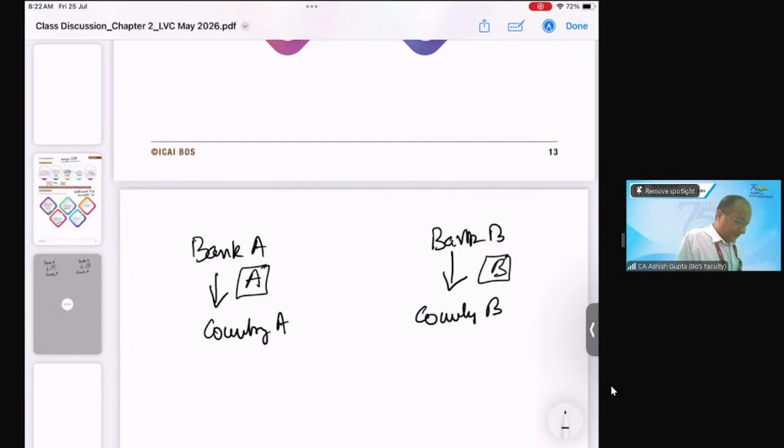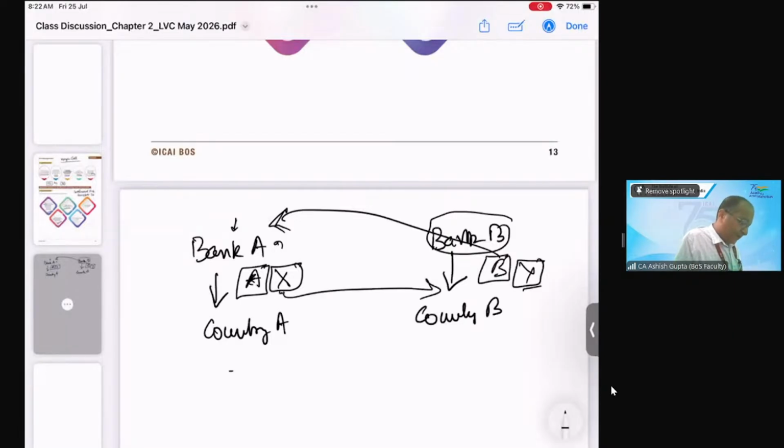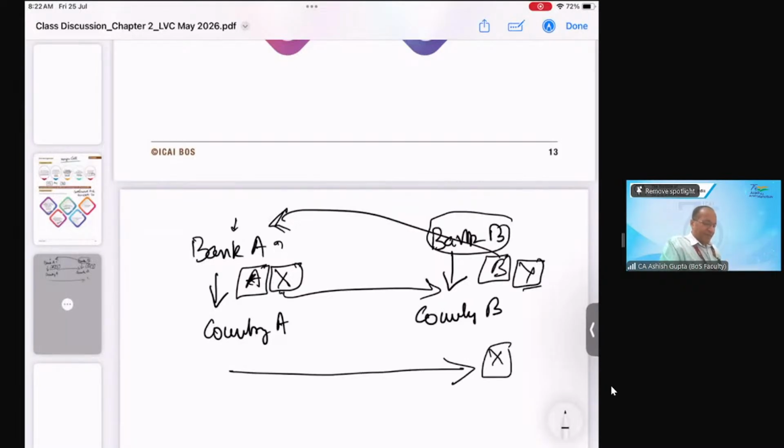Now see what happens. Bank A needs the currency of country B, that is currency Y. So what do they do? Bank B says, okay, you make me the payment in currency X. Now bank A makes the payment to bank B of the equivalent amount in currency X. While Y was going to be transferred to bank A, the war broke out.